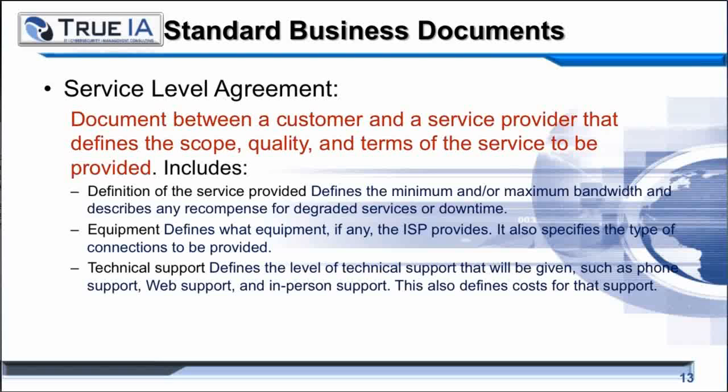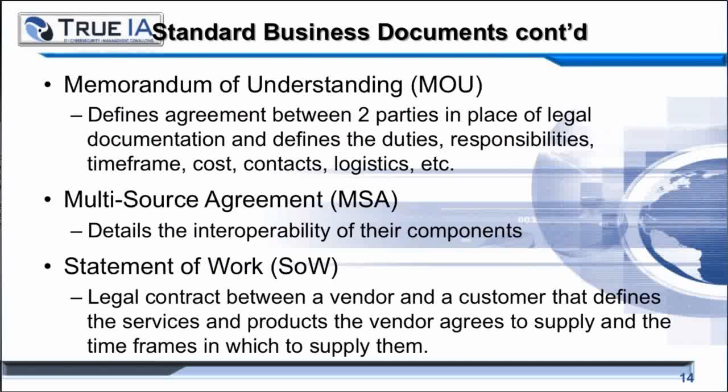Critical points that should be included in every service level agreement are the definition of the service provided, any equipment that is either maintained by the organization or by the service provider themselves, and any technical support that will be available. The next document would be an MOU, or a Memorandum of Understanding.